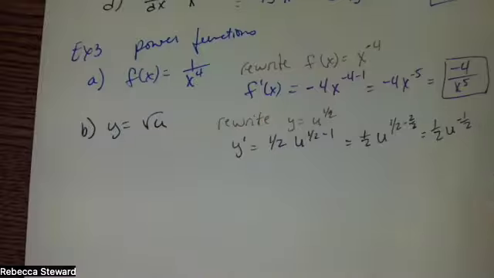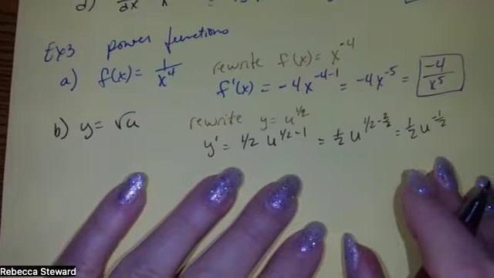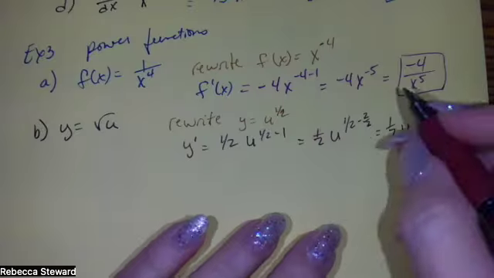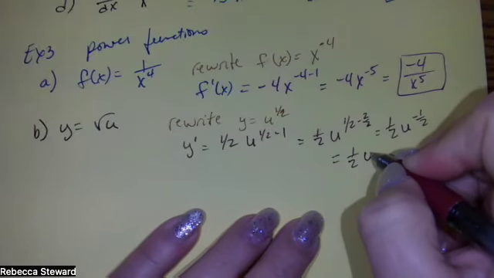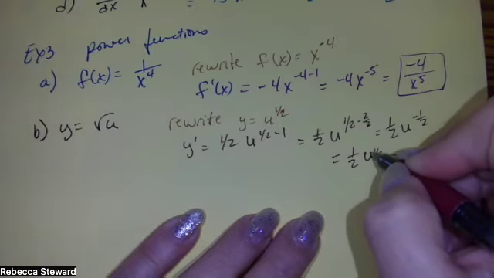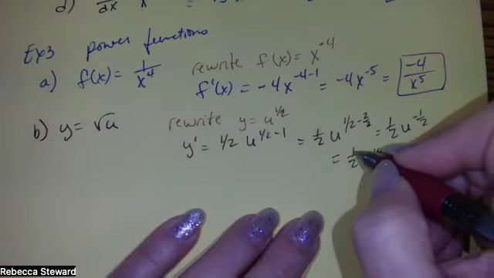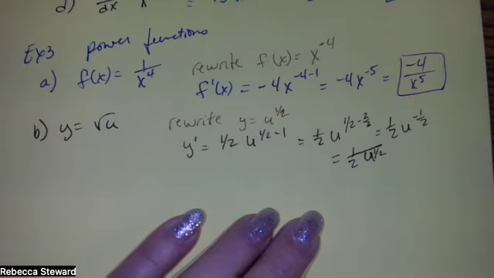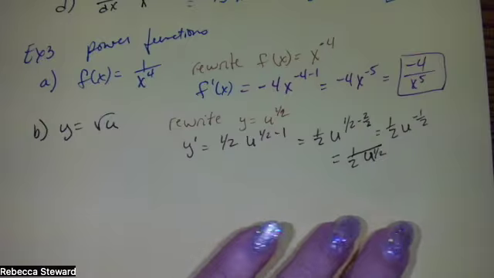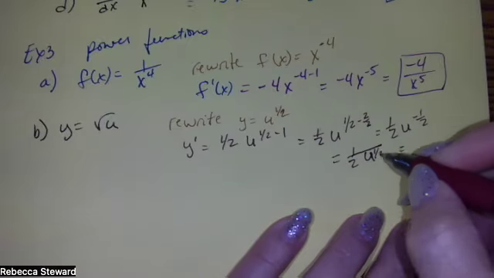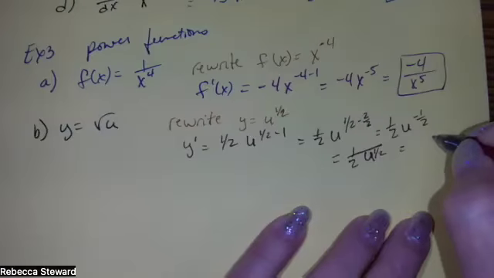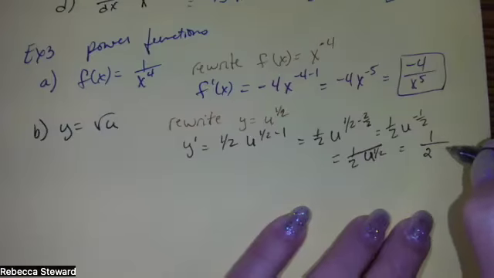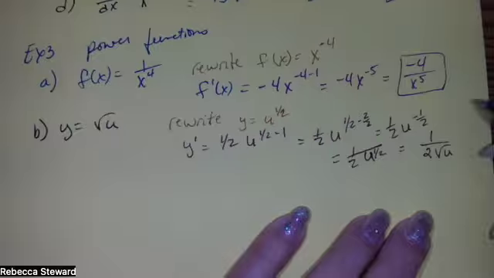Now on this, we got to, again, write it as a positive exponent. So this is going to become 1/2 u to the 1/2. I did not write that very well at all. I had to put that all underneath my denominator. And basically that 1/2 is going to become back into a square root. So 1 over 2 square roots of u.